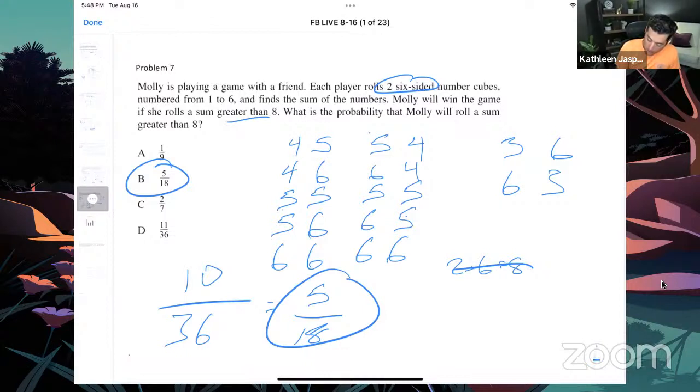Why is that not coming up? What else can I do that I don't have on here? 3, 6. 1, 2, 3, 4, 5, 6, 7, 8, 9, 10, 11, 12. 12, 36. That's not right. What's going on with this problem? Number 1 through 6, find the sum of the numbers. Molly will win the game. She will roll a sum greater than 8. 6, 6, 5, 5, no, 4, 4, 5, 6, 3, 6, 6, 3.